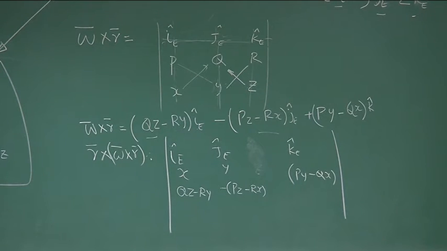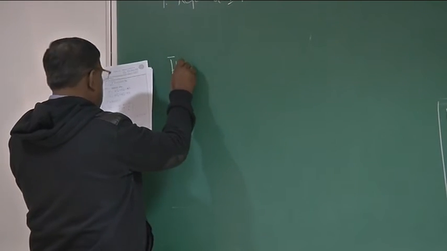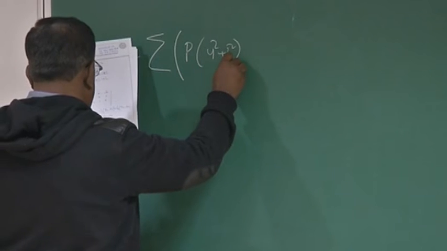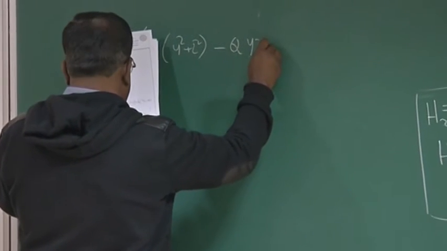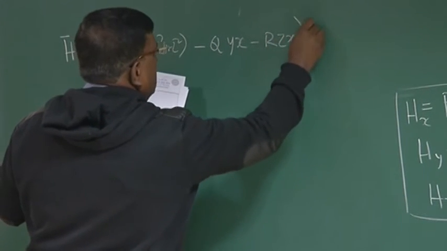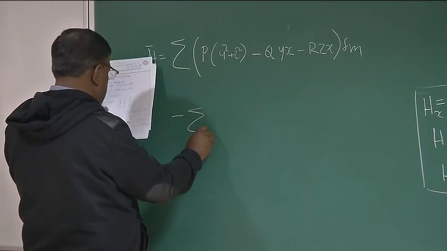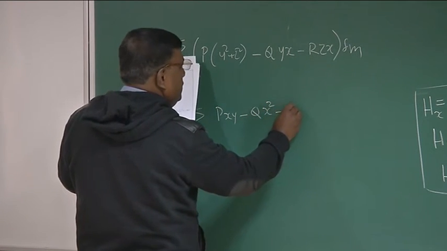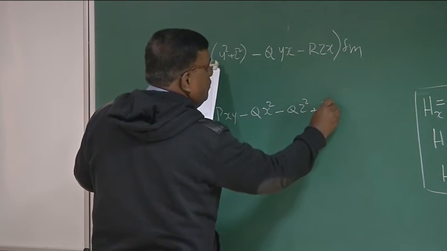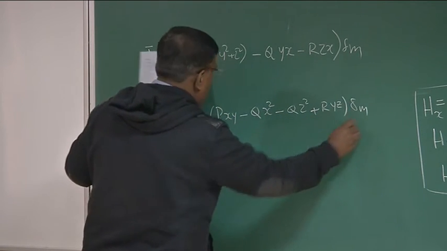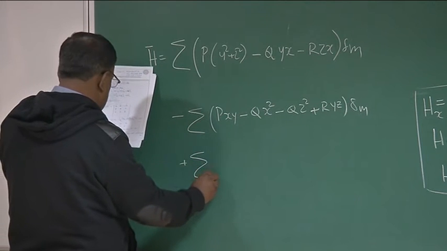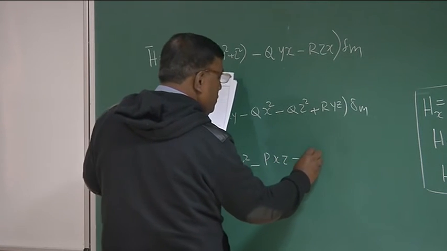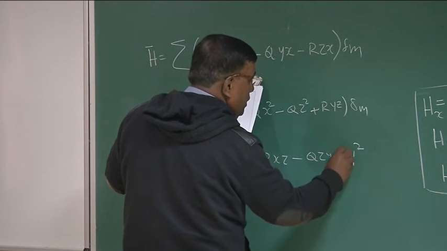Simply do it in a similar way and you will get the whole expression for H as: summation of [p(y square plus z square) minus q yx minus r zx] dm, then minus summation of [p xy minus q x square minus q z square plus r yz] dm, and the third one, plus summation of [r x square minus p xz minus q zy plus r y square] dm.